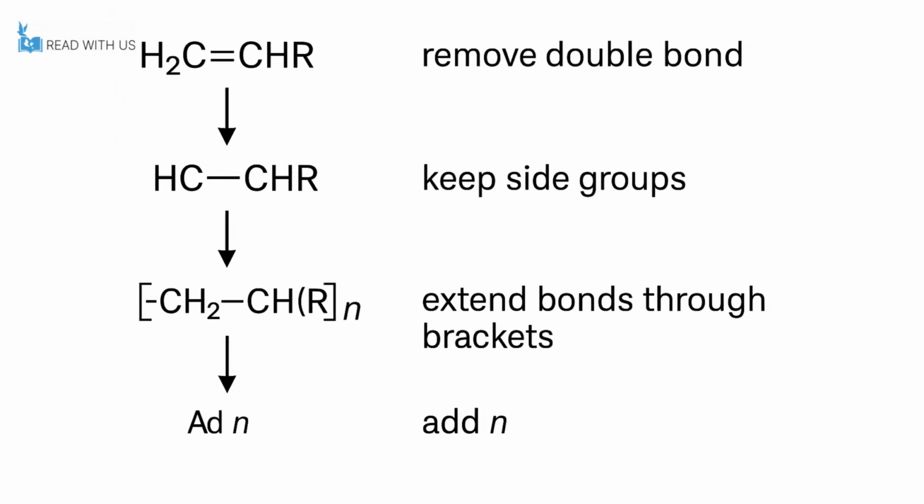To draw the repeating unit from a monomer, we remove the double bond, keep the 2-carbon skeleton with all side groups, extend bonds through square brackets on each side, and write a small n outside the brackets.